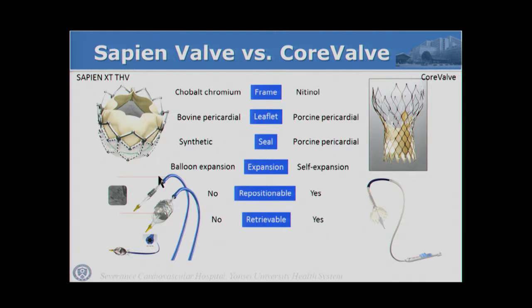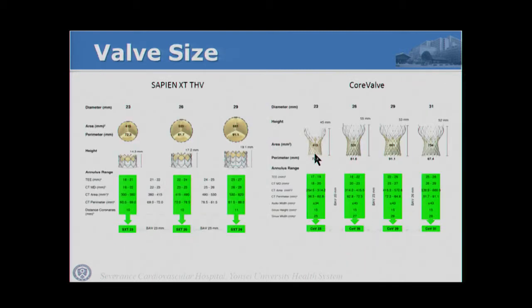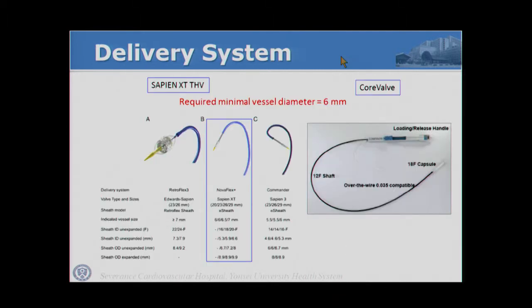So Sapien valve is a balloon expandable stent basically, and CoreValve is a nitinol stent, which is deployed by self-expansion. And Sapien valve is deployed quickly by balloon inflation, and CoreValve can be released more controlled, and it is partly repositionable and also retrievable. And both systems cover a similar range of annulus diameters.